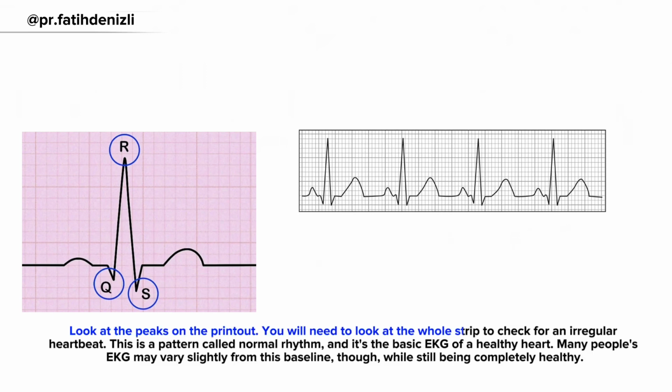Again, look at the peaks on the printout. You will need to look at the whole strip to check for an irregular heartbeat. This is a pattern called normal sinus rhythm, and it's the basic EKG of a healthy heart. Many people's EKG may vary slightly from this baseline, though, while still being completely healthy.